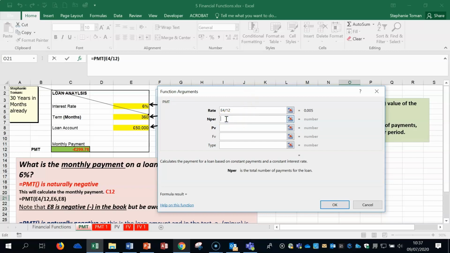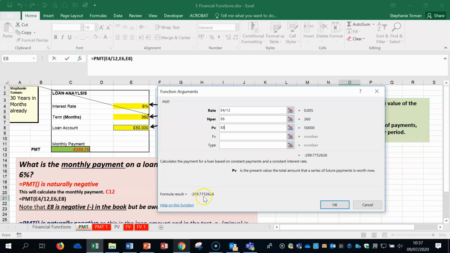The number of payments, I need to look and see what the terms are. It's in months already, so I'm fine actually. I can just put in the 360. That's good. The loan amount, the present value is the loan amount. So if I click in there, that's the one that's going to have the E8.